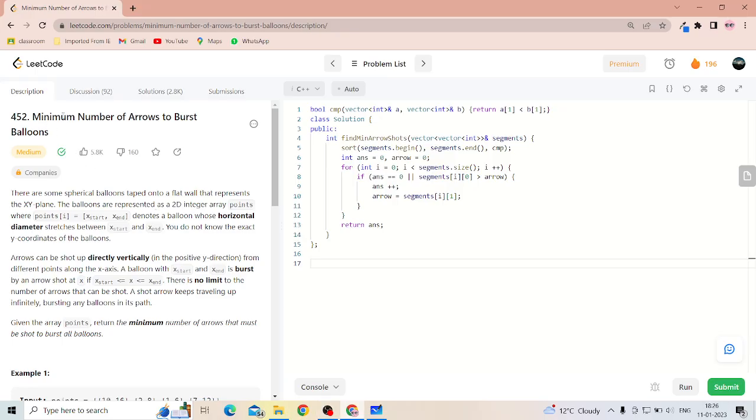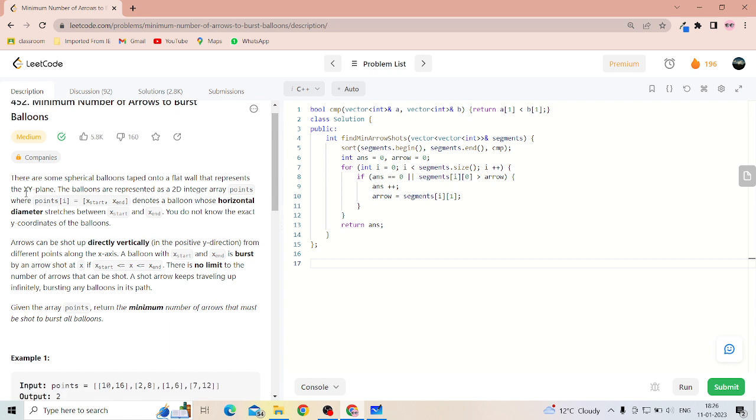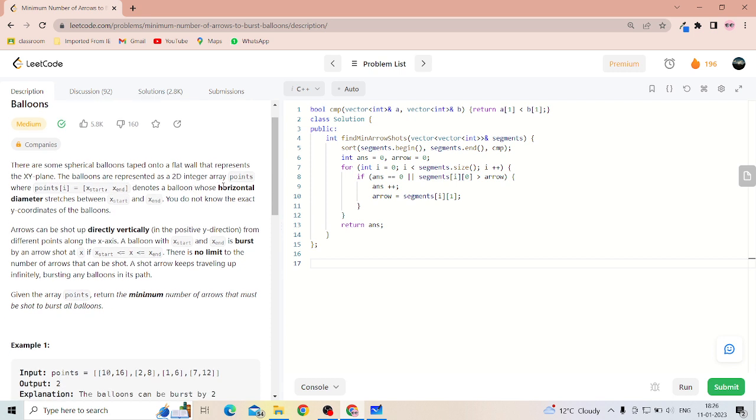The problem name is minimum number of arrows to burst balloons. The question is, there are some spherical balloons taped onto a flat wall that represents the xy plane. The balloons are represented as a 2D integer array points where points[i] is [x start, x end]. This denotes a balloon whose horizontal diameter stretches between x start and x end.